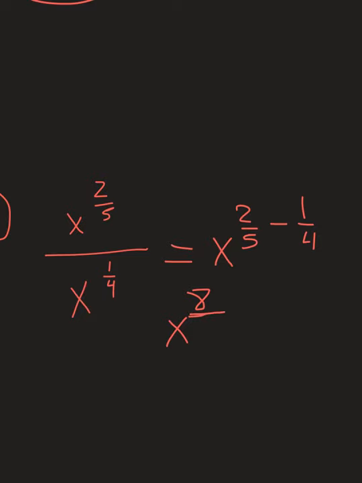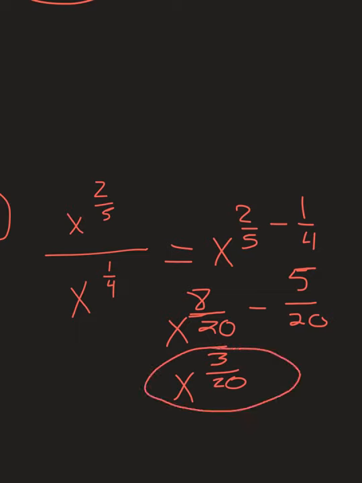minus 5/20. Then we're going to do the subtraction because we now have a common denominator, and we're going to get x to the 3/20. And guess what? We have simplified this, and we are done. Boom. There is number 2. So I hope that you're starting to see the value in having the exponent rules in front of you.